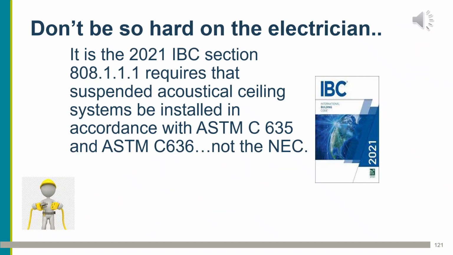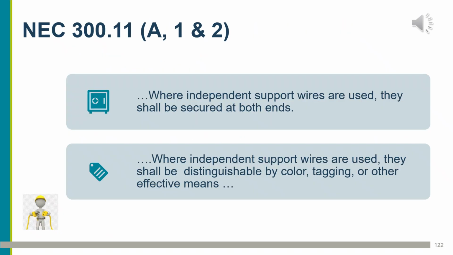But we shouldn't be too hard on the electricians, right? Because there's very little of this information that's in the National Electric Code, and the National Electric Code does not give you a specific direction to go to the ASTM standards that we've been referencing. However, that does not negate the fact that it still has to be complied with. So again, National Electric Code 300.11, A1 or 2, where independent support wires are used, they shall be secured at both ends, so they've got to be attached tightly at both ends.